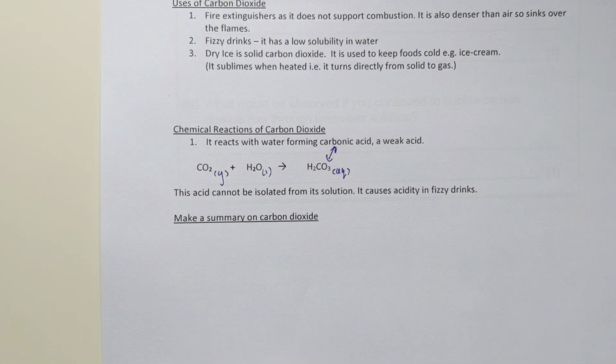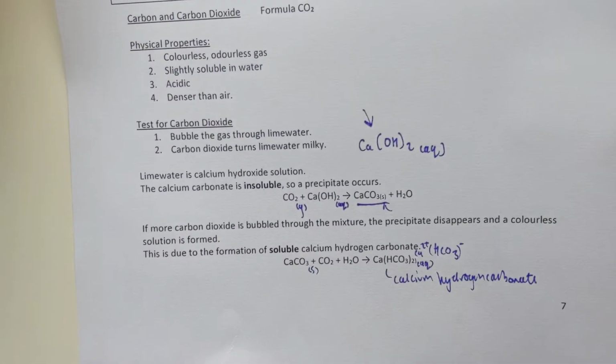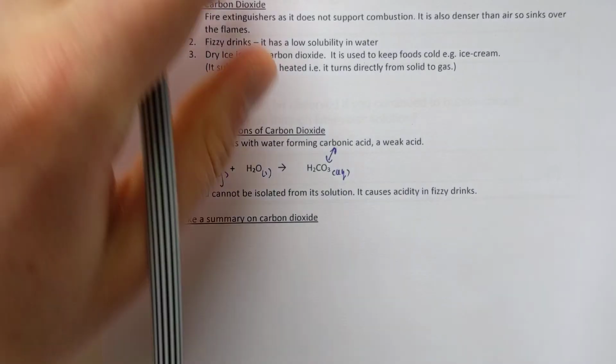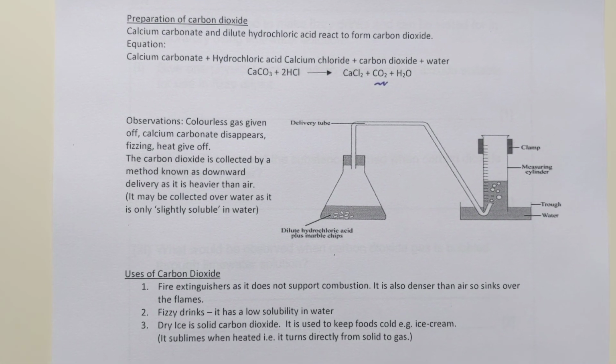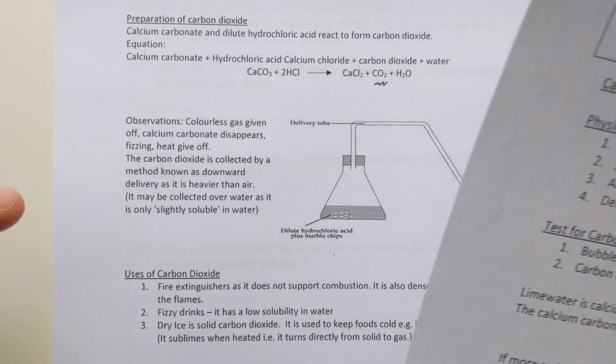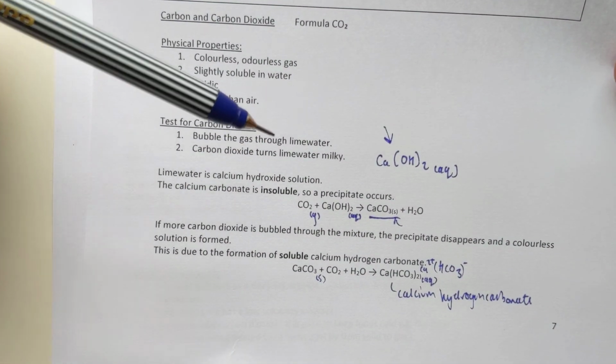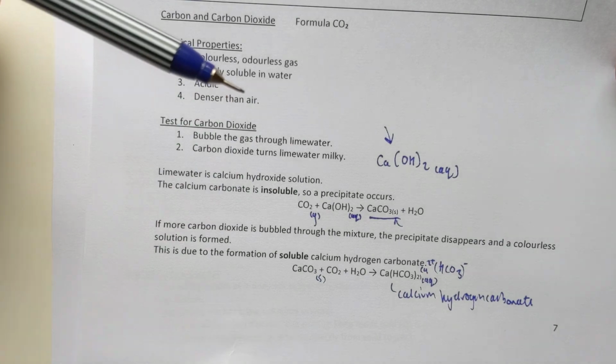So carbon dioxide is quite a simple one to finish with. Same kind of physical properties. It's more soluble though, and it's acidic. We make it using the reaction of marble chips with acid and trap the gas by downward displacement. The test we got a little bit more detail for. It's still a lime water test, turning lime water milky, though we've added the chemical reactions for that.